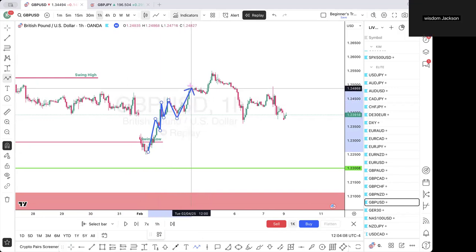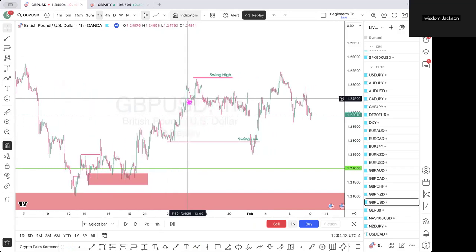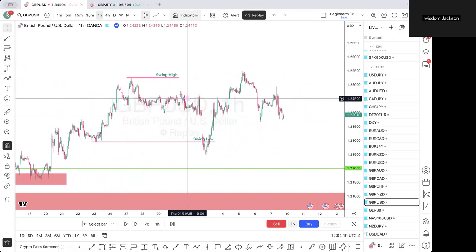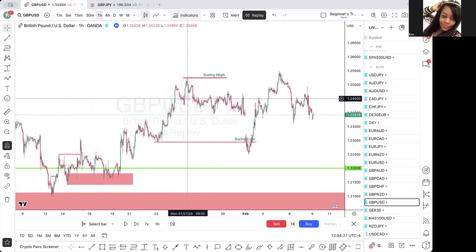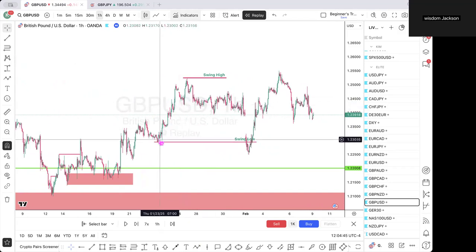Can I ask a question? Yes. Okay, go back there. I thought price had already given you a market structure shift. What time frame were you on? I'm on the 1 hour right now. Where your swing high is currently, I think the market has already given you a change of character below that swing high, isn't it? Because that was a new swing low. That should have been your change of character.